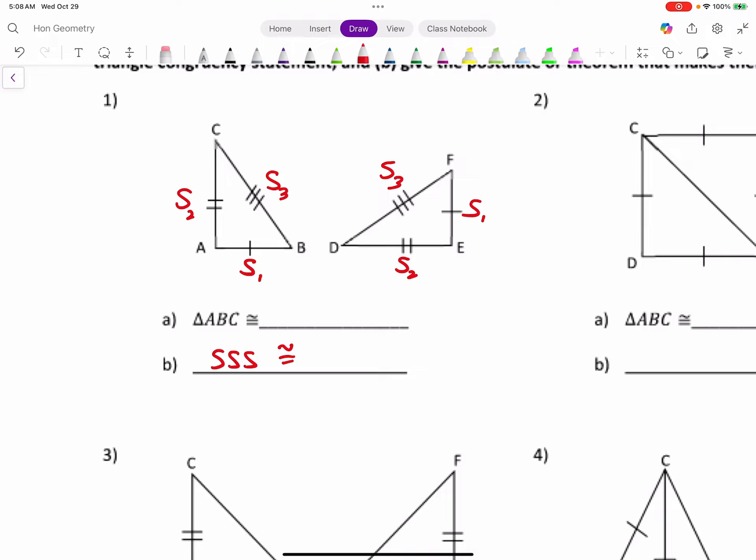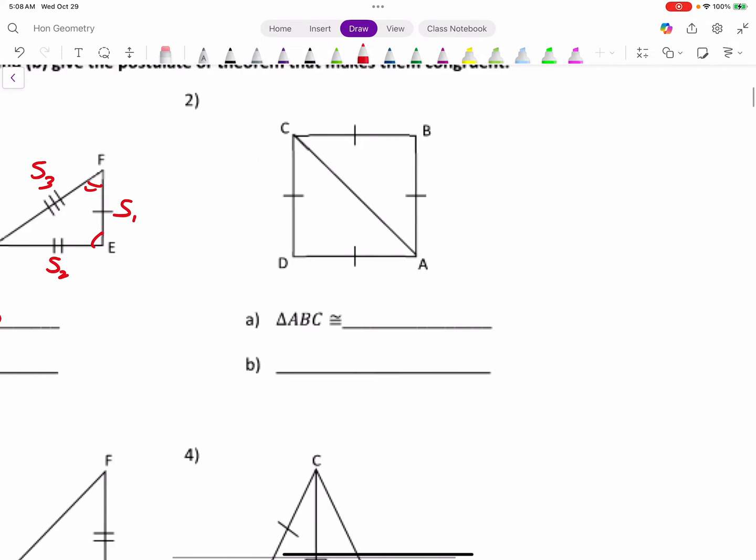Okay, now when we name them, we have to look at where everything sits. So we got to put the triangle symbol. So A is the angle that's included between side 1 and side 2. That's where angle E is. So it's got to come first because the corresponding parts have to be in the same position in the name of the triangle. So B is between sides 1 and 3. 1 and 3, that's where F sits. And then that leaves D for last. Okay? All right, number 2.